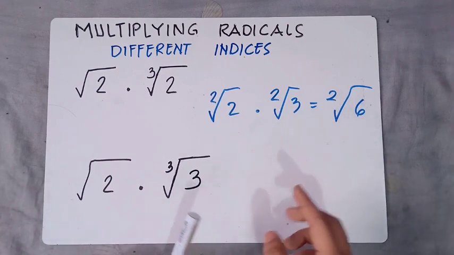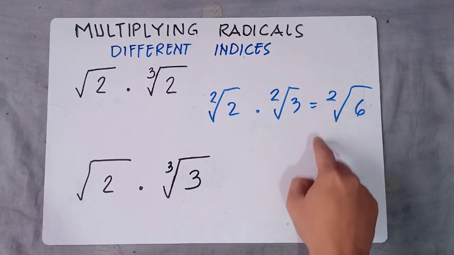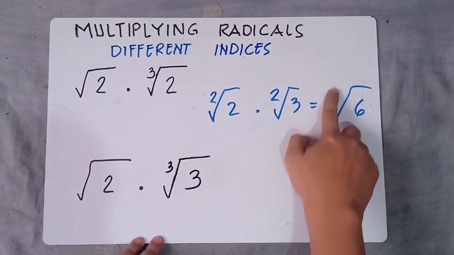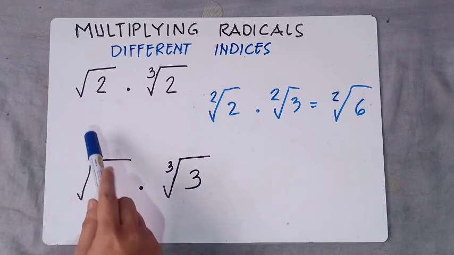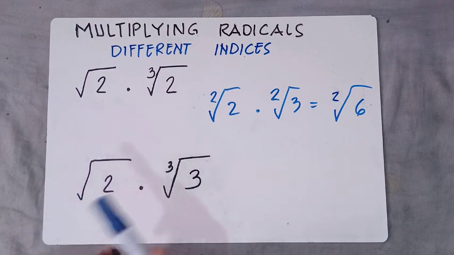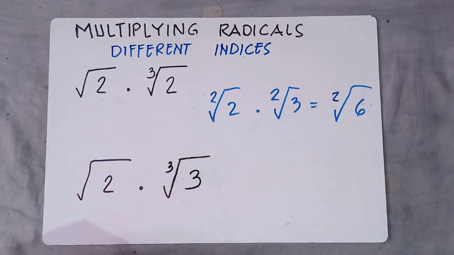Once again, in every square root, the index is 2. You can put 2 or you can leave it blank. That's the same with square root of 6. Now, if the indices are different, we use other methods. We need to transform the radical into exponential form for us to proceed in multiplying radicals. So we have examples.